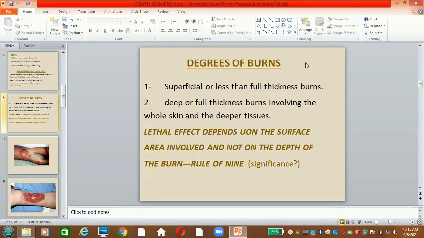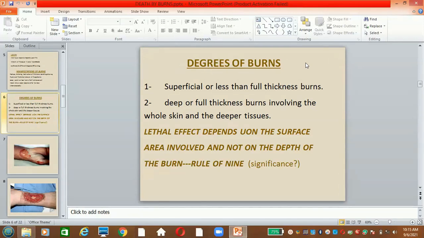Now, what are various degrees of burns? Number one, superficial or less than full thickness burns involving epidermis and some part of dermis. Second degree, deep or full thickness burns involving the whole skin and the deeper tissues. But the important point is that lethal effects depend upon the surface area involved and not on the depth of the burn.